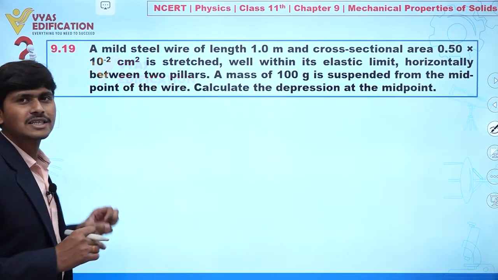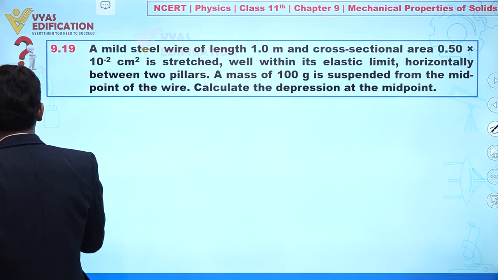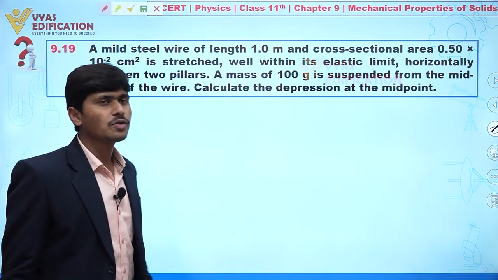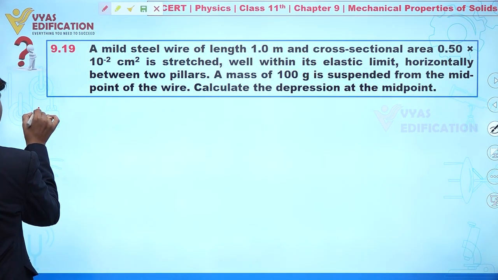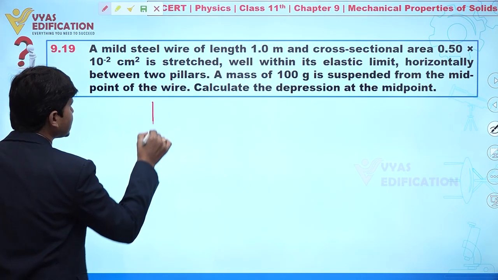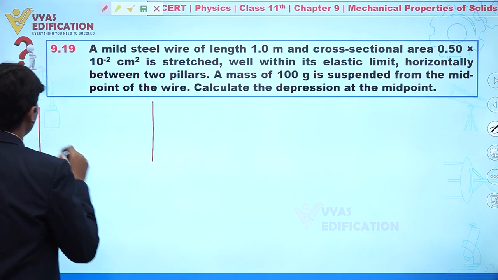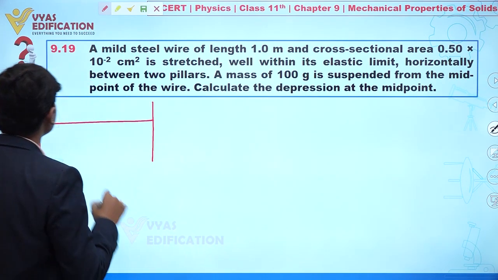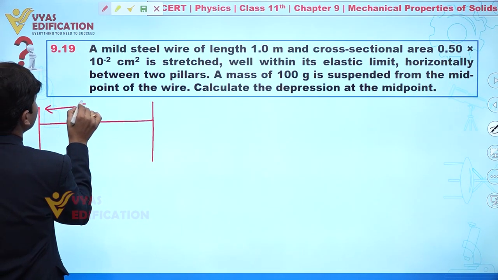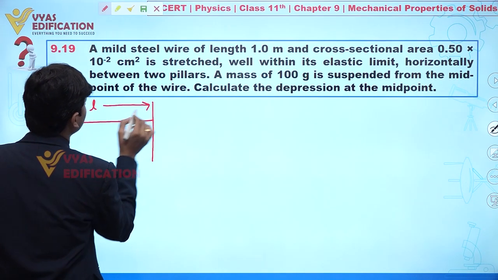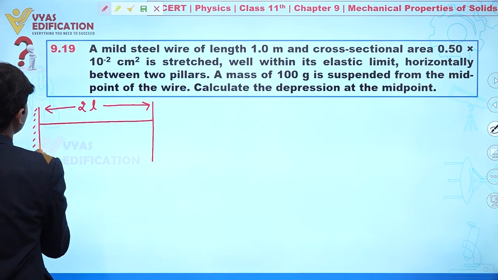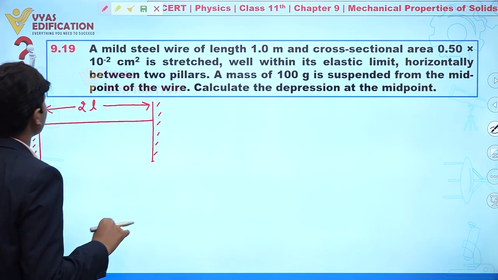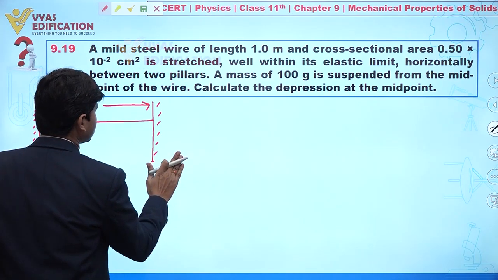So for that, concentrate on the screen. Now listen carefully. In this question, let's suppose we have one pillar, and this is another pillar. Let's suppose we stretch a wire between these two pillars, and I am assuming the distance between these two pillars is 2L. The distance between these two pillars is twice of L. Clear to everyone?